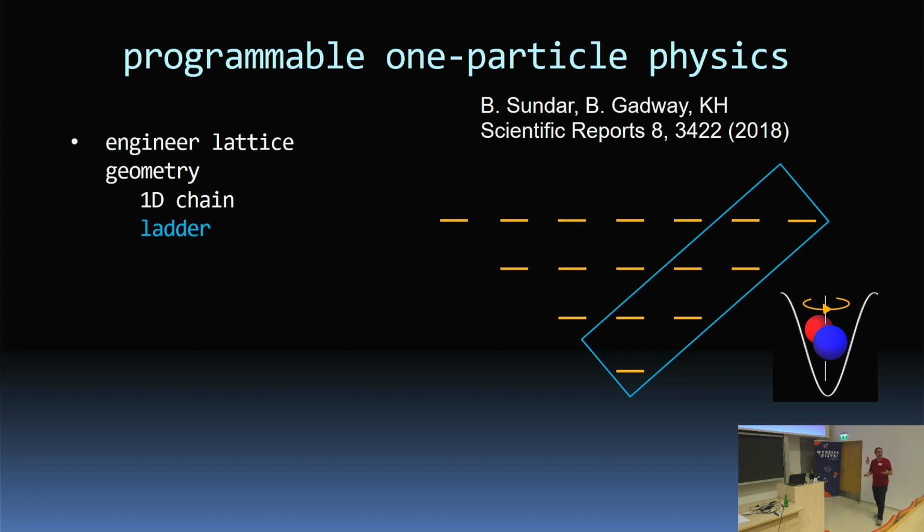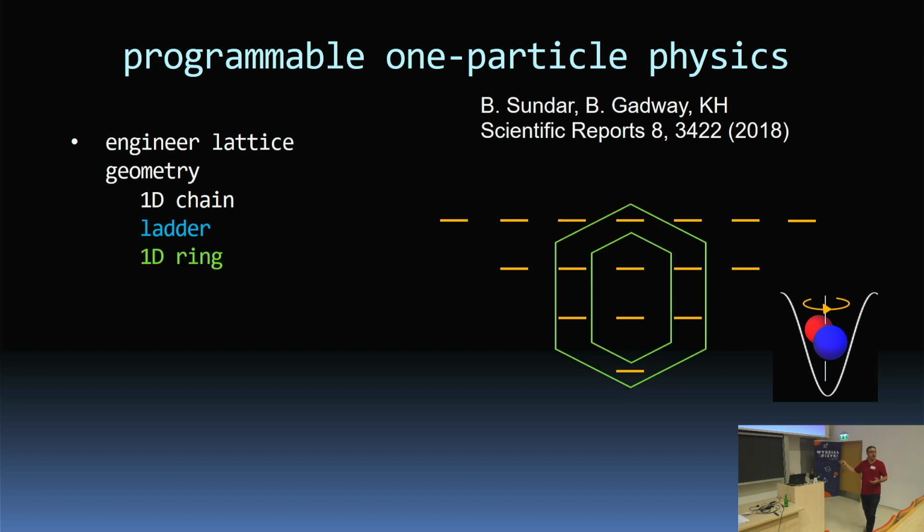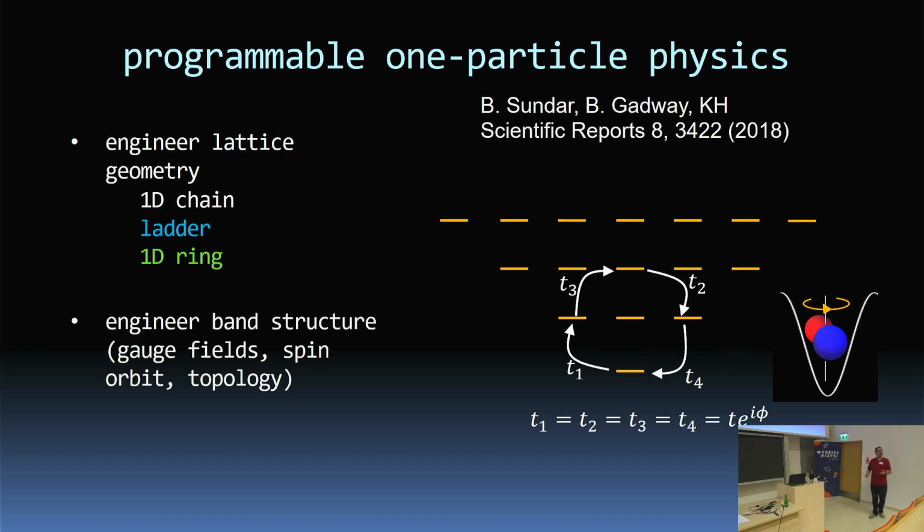Maybe more interestingly, you can do things like periodic boundary conditions. You can make a ring, and you can even put a flux through this ring, because the tunneling phase is also controllable by the phase of the microwaves. So you can put on gauge fields. You can make all of these things time dependent, only limited by the control of your microwaves. And microwaves are fairly easy to add lots of and control.